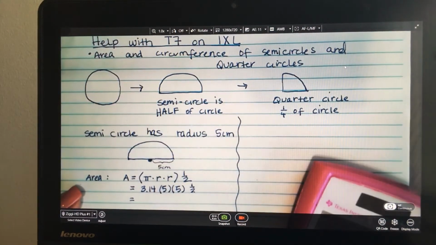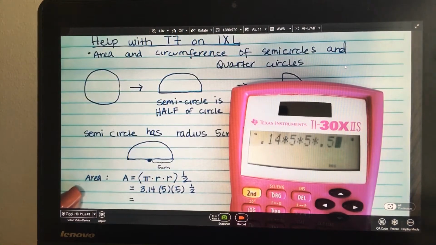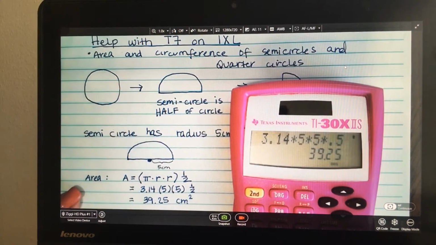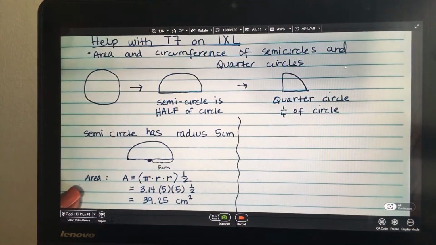So let's go ahead, calculator appropriate for sure, plugging these values in. 3.14 times 5 times 5 times 1/2, as a decimal, 0.5. That gives us an area of 39.25. And again, that area is measured in units squared. All right, so now let's take a look at the circumference of that shape. Again, that shape is a semicircle.